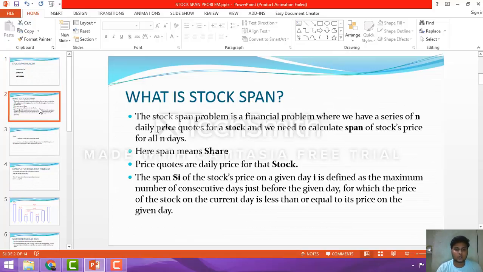Now, what is the stock span problem? The stock span problem is a financial problem where we have a series of n daily price quotes for a stock, and we need to calculate the span of the stock price for all n days. Here span means share. Sharing means the price will be shared among these days. So price quotes are the daily prices for the stock. The span Si of a stock's price on a given day i is defined as the maximum number of consecutive days just before the given day for which the price of the stock on those days is less than or equal to its price on the given day.